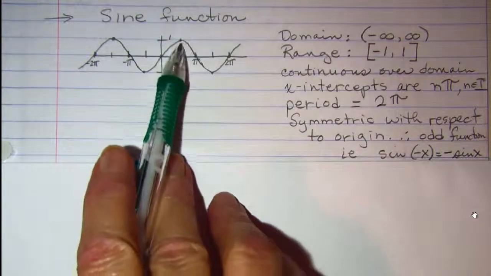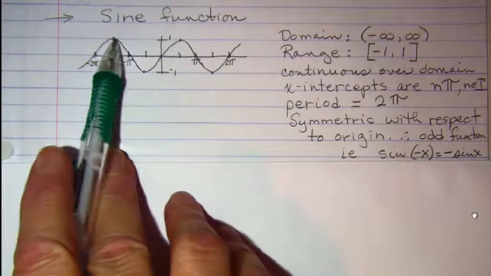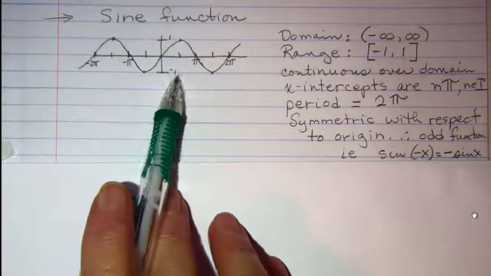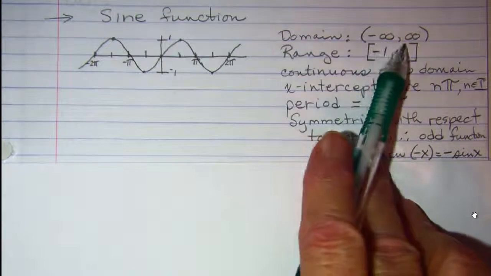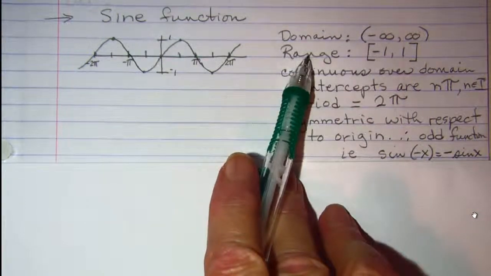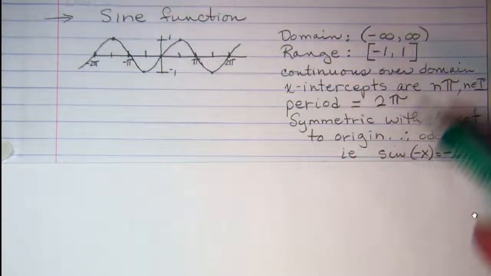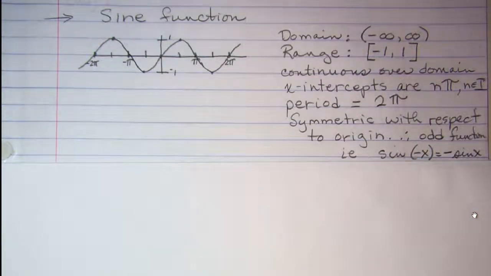Also, the maximum of the curve is at positive 1, and the minimum is at negative 1. The domain is from negative infinity to positive infinity. The range, in other words, going up and down, goes just from negative 1 to positive 1 inclusive.